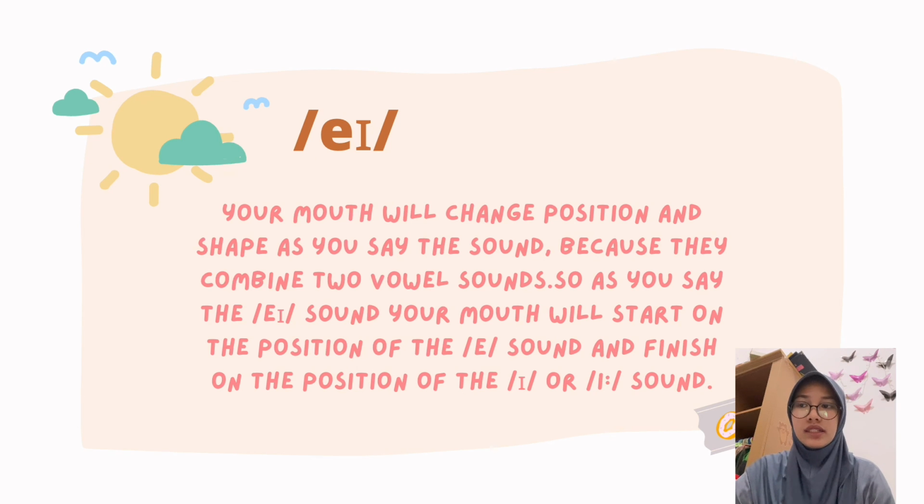A. Your mouth will change position and shape as you say the sound because they combine two vowel sounds. So as you say the A sound, your mouth will start on the position of the A sound and finish on the position of the E sound. Example: able, game, day.